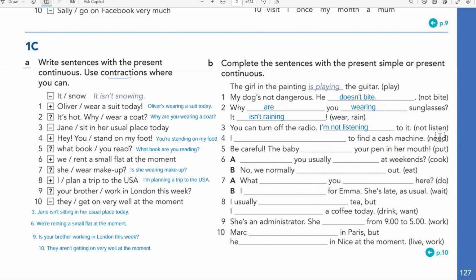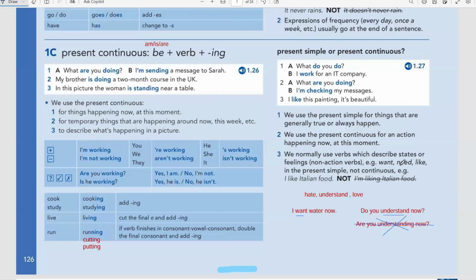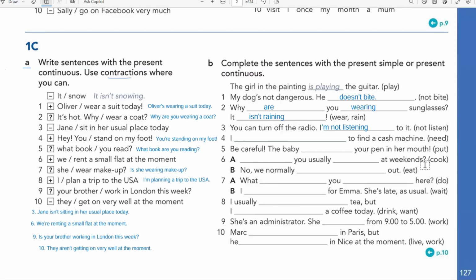Number 4, so need. Need is, as you can see here, a non-action verb. So we can't use present continuous with it. So it will be present simple only. So positive sentence, I need to find a cash machine. We're just going to read need. I need to find a cash machine. 5, be careful, the baby. So I'm talking about something happening now. Be careful, the baby is putting your pen in her mouth.